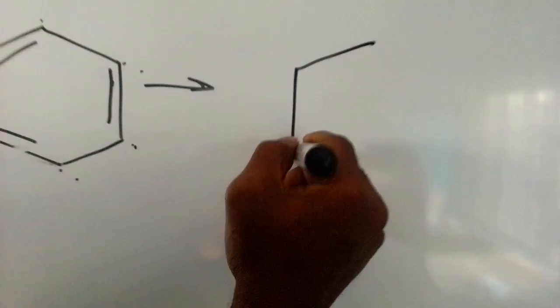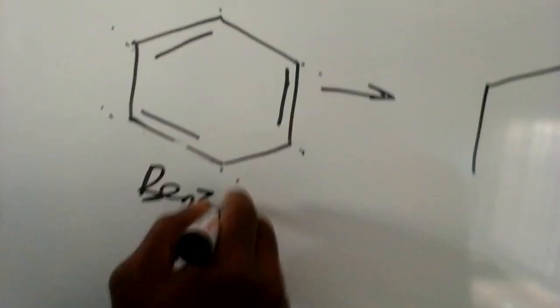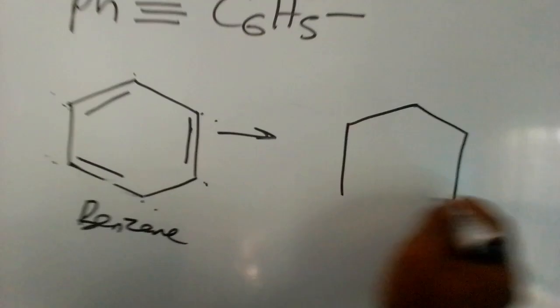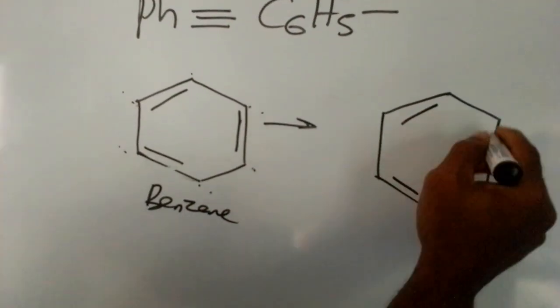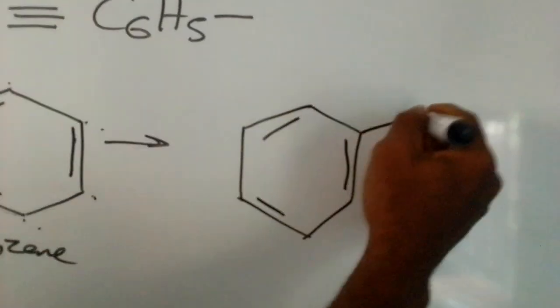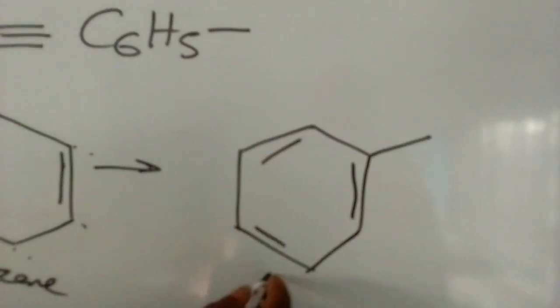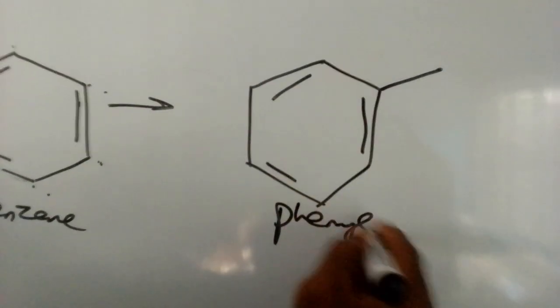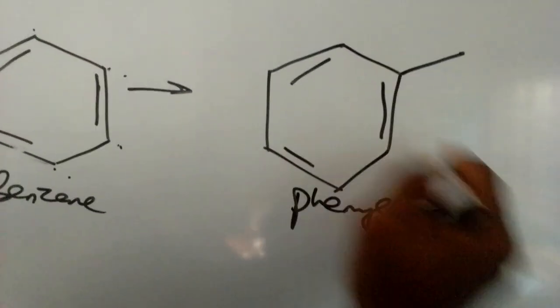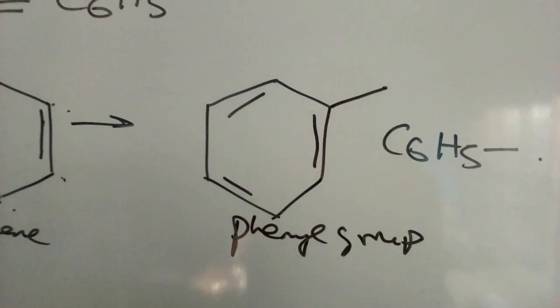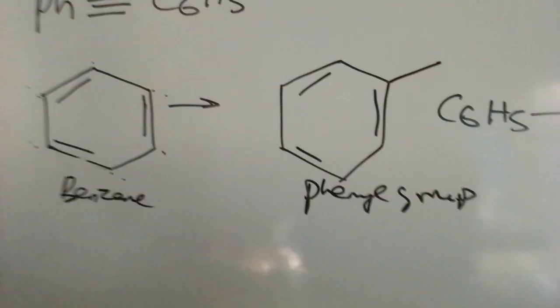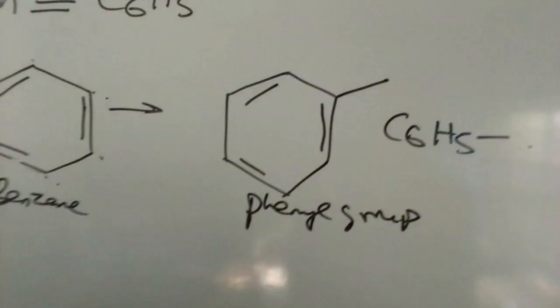So this is benzene. Then let's remove hydrogen from the ortho position. So this represents the phenyl group. We write it as C6H5. So that is the phenyl group, a group derived from benzene when benzene loses one hydrogen atom.